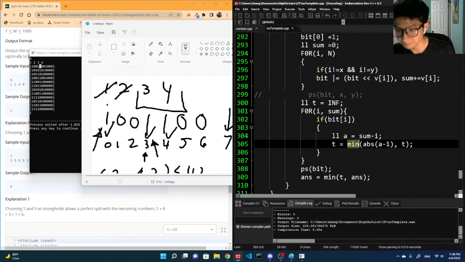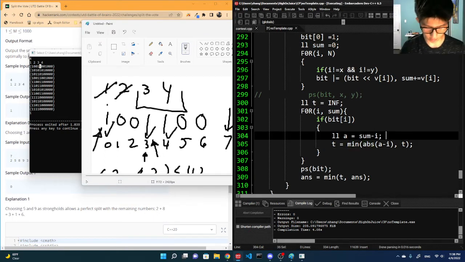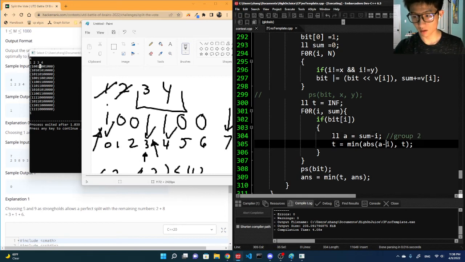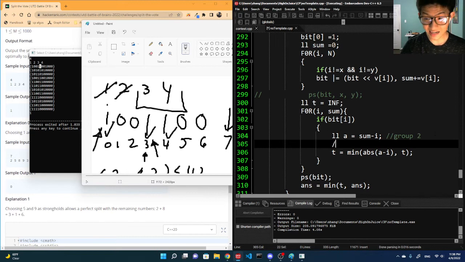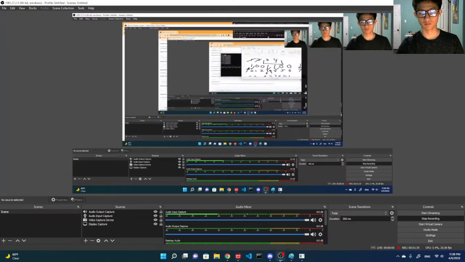Right here. This is essentially group 2. I is the index, or group 1. Remember, the index represents whether it is possible to make that number based on the groups. Okay.